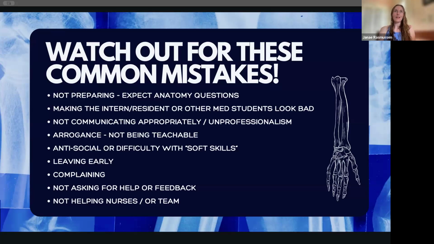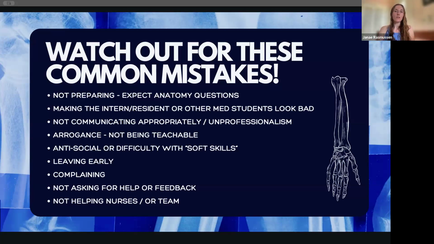And you're trying to convey some sort of confidence, but it's way better to err on the side of caution. It's much better to say, I'm really eager to learn from you. Here's my basic understanding, or here are the principles that I know. What can I help get you ready to get things set up? Or do you want this type of plaster for your sugar tong splint?